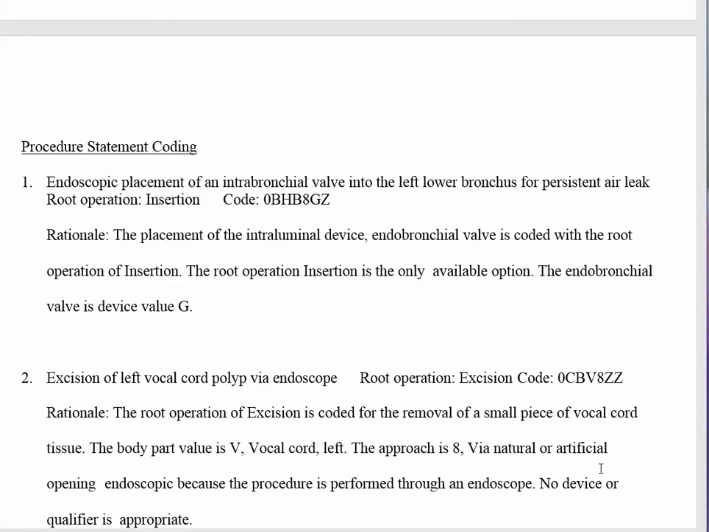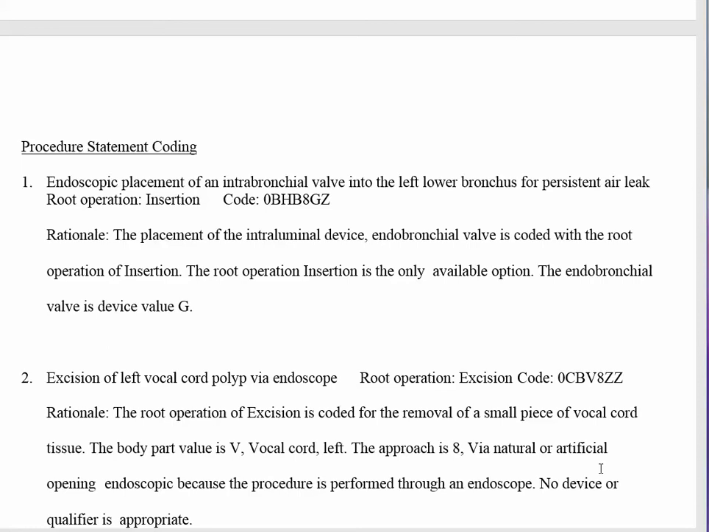We also know that it was done endoscopically based on what was told to us. So they're putting in a valve into this patient's bronchus to help with this air leak this patient is having for whatever reason. If we had the entire record, we would have the diagnostic piece, but we're not coding diagnosis in this class. We're coding the surgical event at this point. So all we really need to know is what was being done and how it was done.